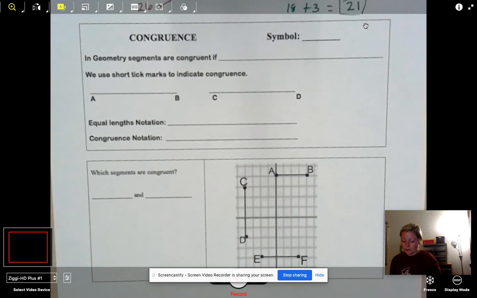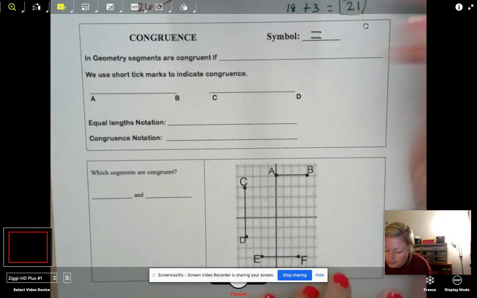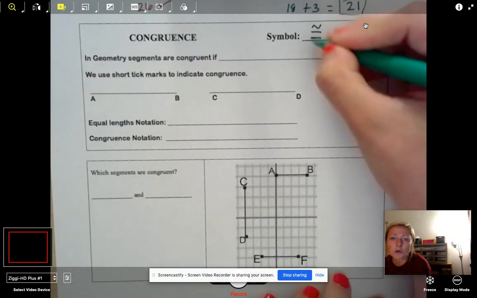So congruence, it's kind of like they're equal. Like if something's congruent to something, they're the same. They're equal. We have a special symbol when we talk about congruence. It's an equal sign with a little squiggle on top. This is a congruent symbol.